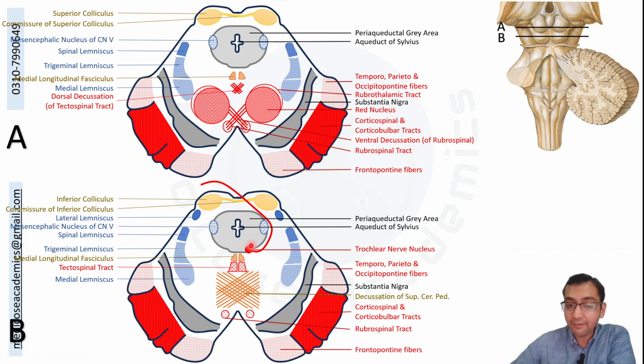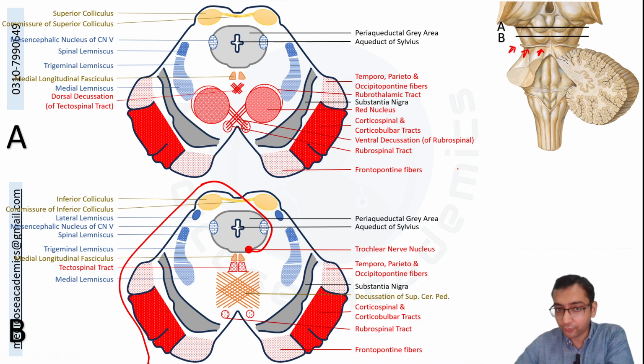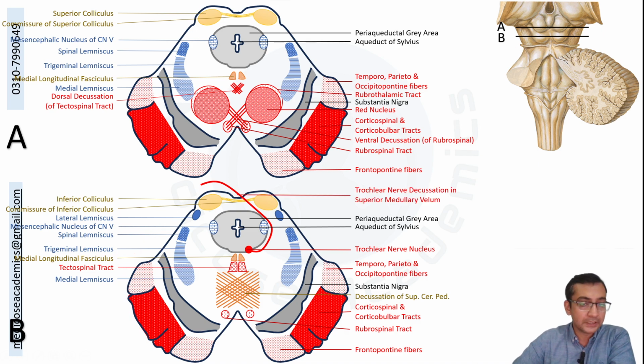So this means that the left-sided trochlear nerve nucleus is going to supply the right-sided superior oblique muscle. So it will go like this, and after winding around the brainstem, it will go to the anterior aspect. Here you can trace the trochlear nerve going from the posterior to the lateral aspect. The same will be the situation on the opposite side, and the decussation occurs in the superior medullary velum right here. This decussation can be seen especially when we consider the other-sided fibers.